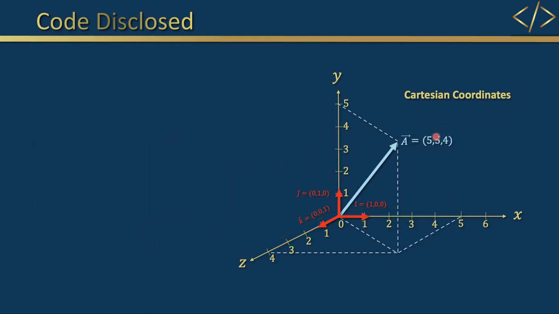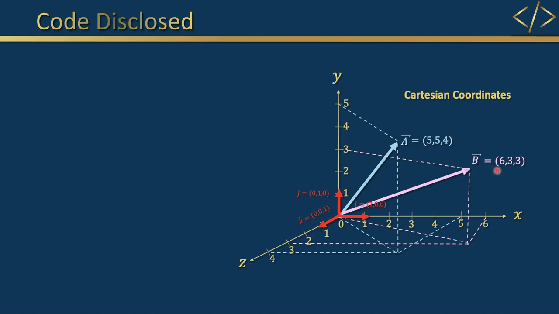So this is my A. If I have another vector which is B, I'll do exactly the same thing. I'll do projections, and I'll check where these projections hit these three axes, and I'll get the coordinates of this vector. So I can see here that for the x it hits on 6, on y it hits on 3, and on z it hits also on 3. So I can say B equals 6, 3, and 3.